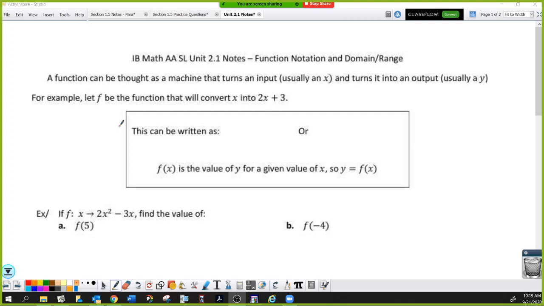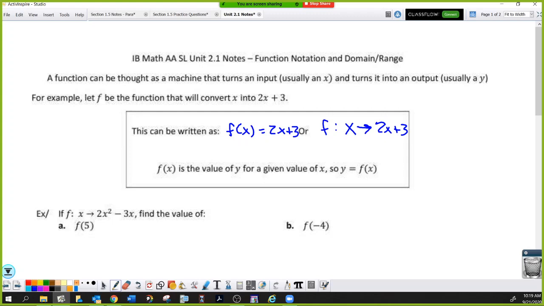Well, this can be written two different ways. It could have been written as f of x equals 2x plus 3. Or it could have been written as f such that x maps onto 2x plus 3. That's just a fancy way of saying all your x's get plugged in and they come out as 2x plus 3. As long as you're comfortable with both of those formats meaning the same thing, you're in good shape.